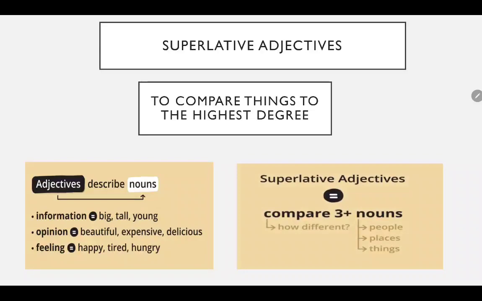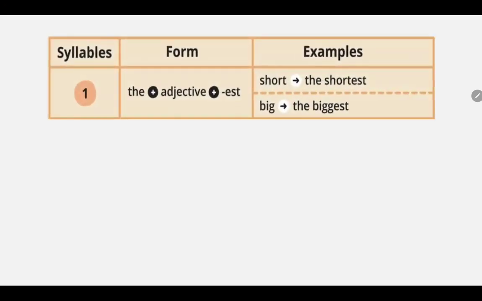The superlative adjectives is used to compare within the nouns for people, places, and things. The first one, one syllable, the plus adjective plus est. Example, short will become the shortest. Big, the biggest. We have to add the word the and est to the adjective. Remember, if you want to add est, make sure in front of the adjective we add the.